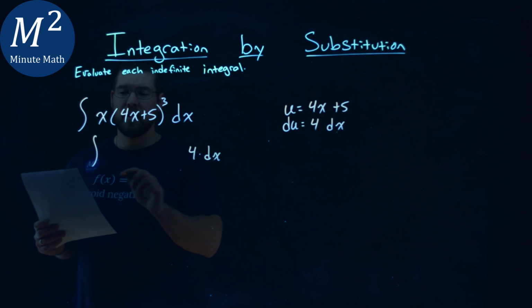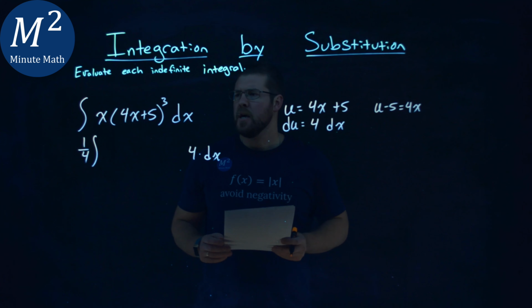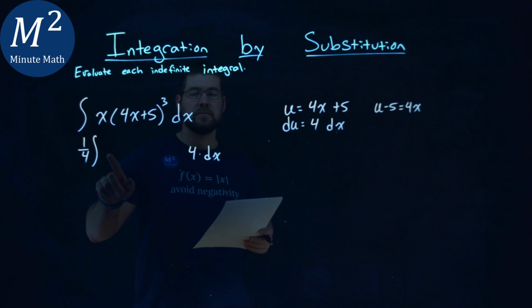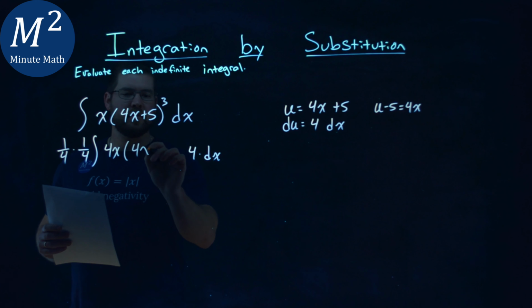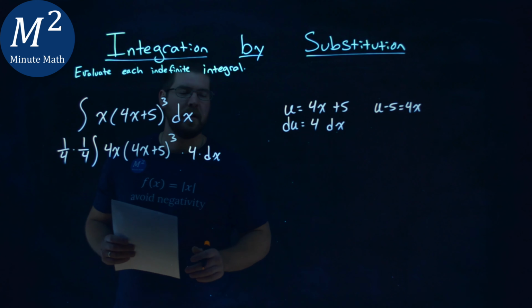But watch this. This u equals 4x plus 5. If I subtract a 5 from both sides, I have u minus 5 equals 4x. Now, can I create a 4x here? Yeah, right? I can create a 4x. So if I create a 4x, x is already there, I created a 4. I need to cancel that out with another 1/4 out front. Then we have (4x plus 5) to the third power.